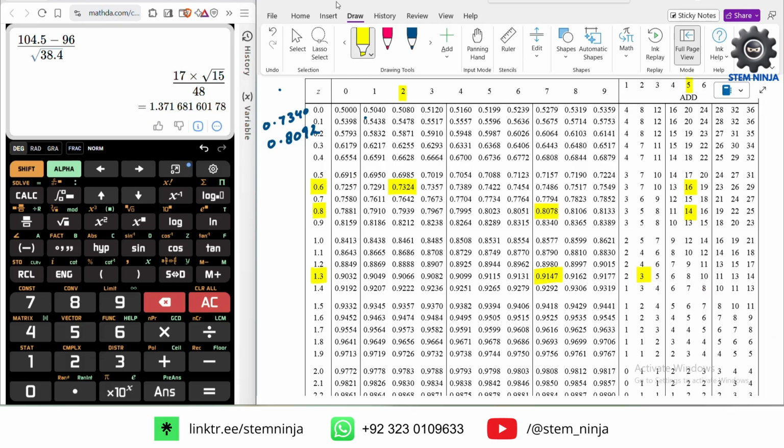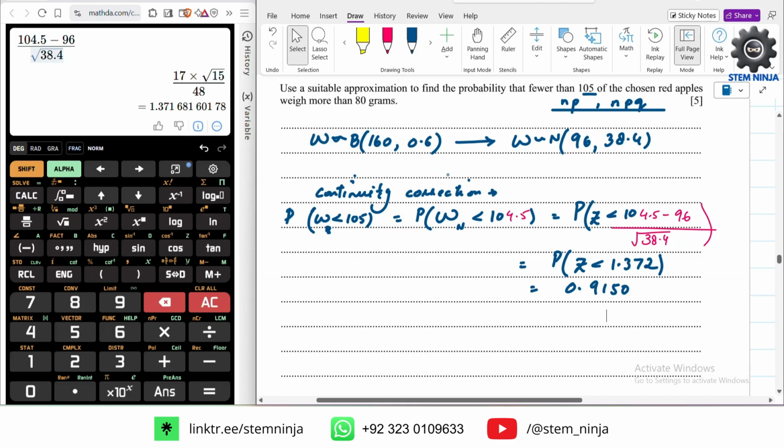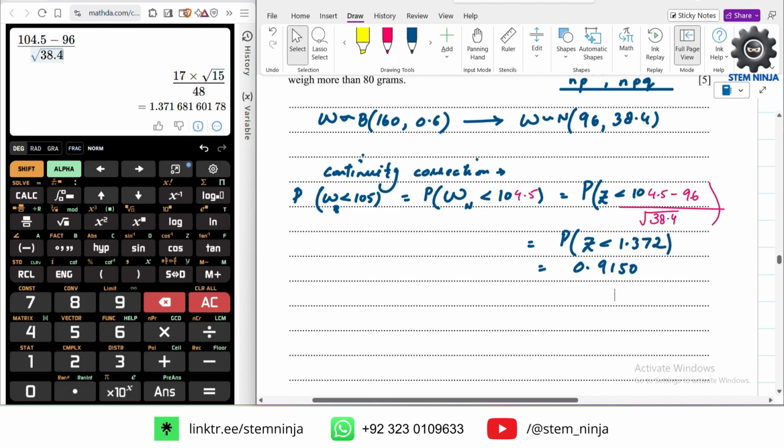Right, so we go back to the table. So 0.9150. And that's it for this question. Let's move on to the next one.